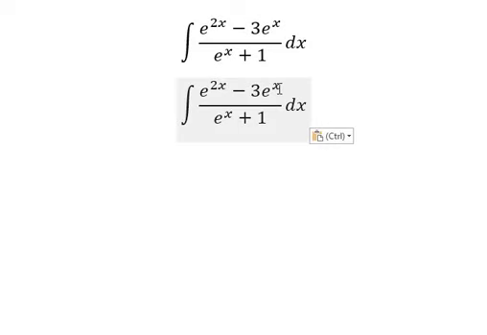e to the power of s, e to the power of 2s. We can do factorization in here.